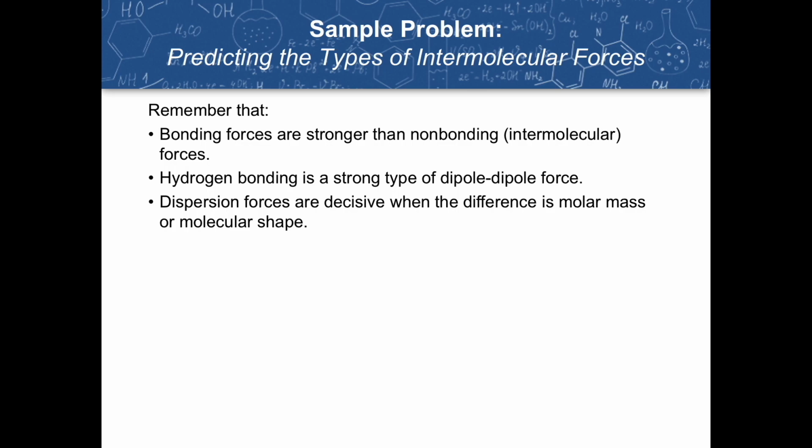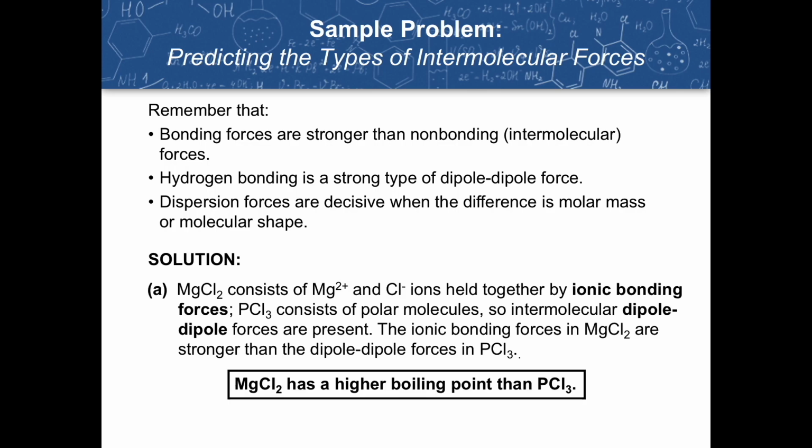Now for our first example, magnesium chloride, we have to remember that magnesium chloride is composed of magnesium and chloride ions held together by ionic bonding. Whereas phosphorus trichloride is composed of polar molecules, so intermolecular dipole-dipole forces are present. The ionic bonding forces in magnesium chloride are stronger than the dipole-dipole forces in phosphorus trichloride, therefore making magnesium chloride have a higher boiling point than phosphorus trichloride.